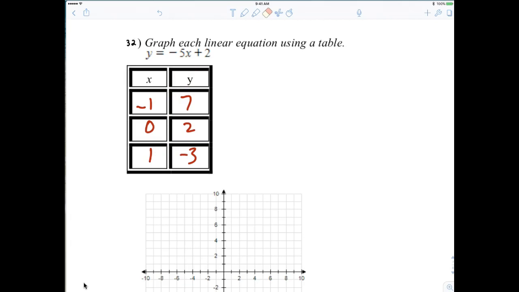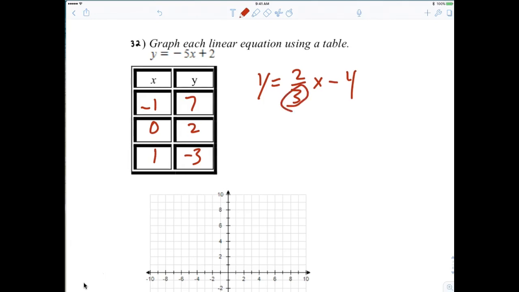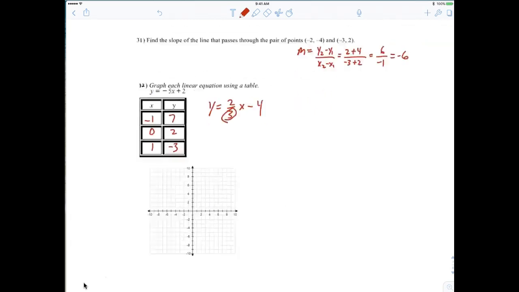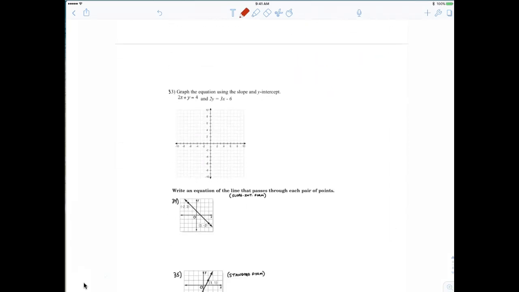What if it's a fraction? Let's say it was this. Just to make sure, let's say I had y equals 2/3 x minus 4. What numbers would I plug in? Yes, -3, 0, and 3. Because we want to divide by 3, right? So you pick a number that's divisible by 3. All right? You could do 6, 0, -6. But for consistency's sake, we just go ahead and pick the smallest one. All right? Now graph those points. That's easy enough.